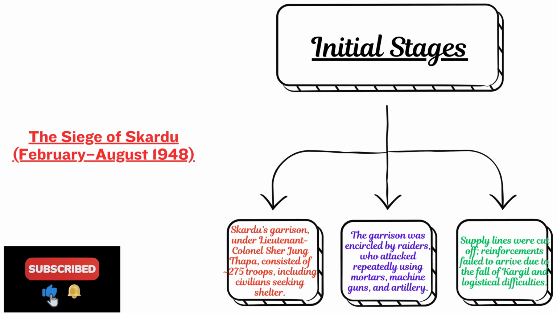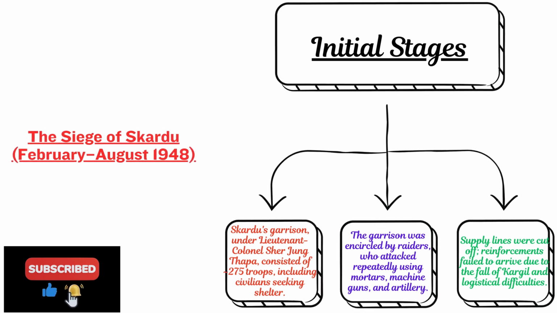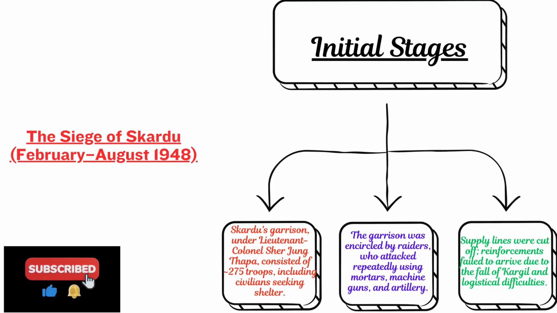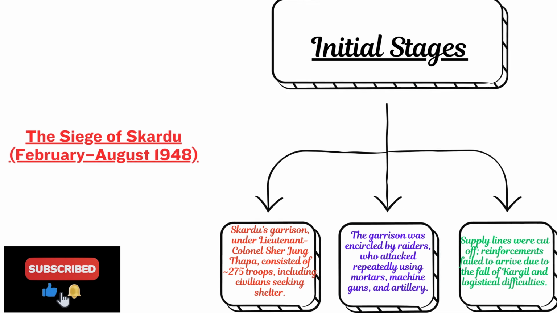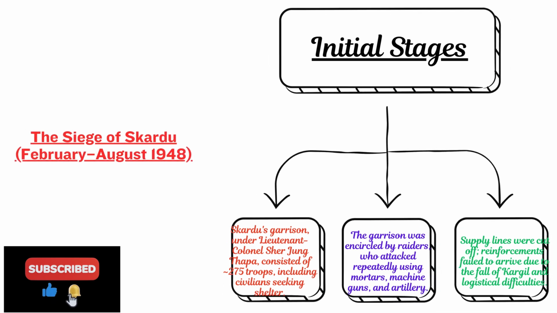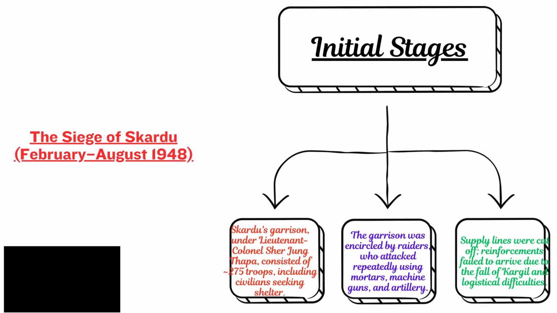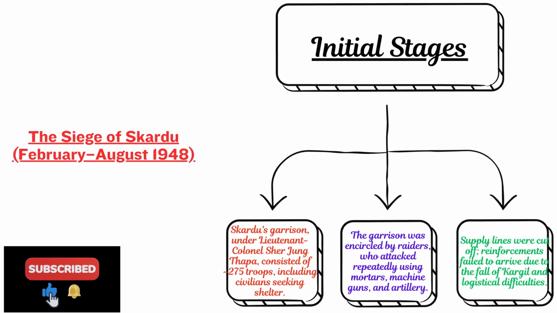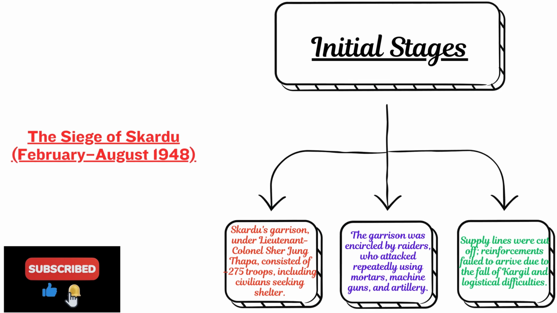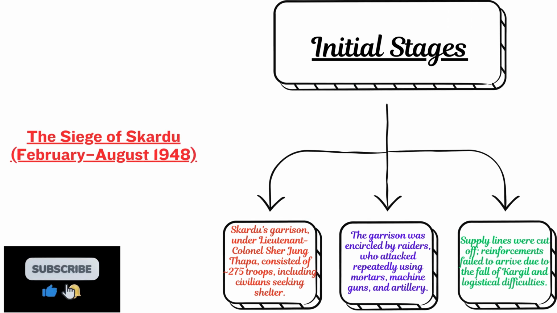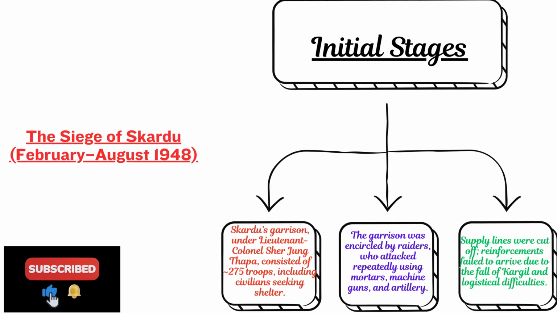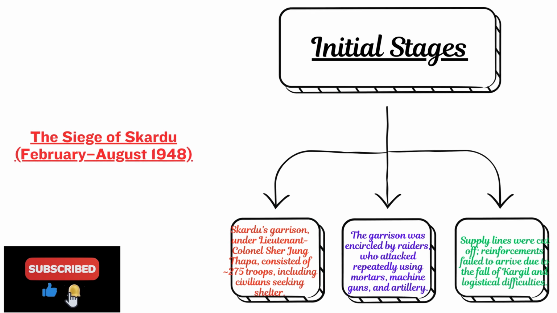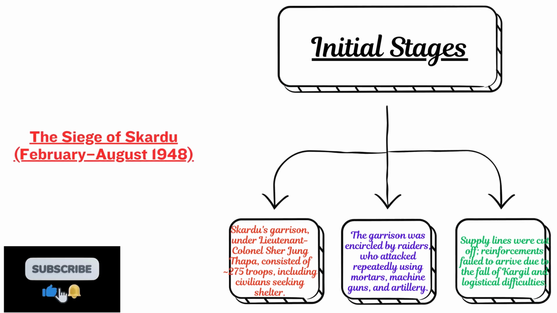The raiders launched repeated attacks using mortars, machine guns, and artillery, keeping constant pressure on the defenders. Supply lines were severed, leaving the garrison without vital resources like food, ammunition, and medical supplies. The fall of Kargil and the collapse of reinforcement efforts added to their isolation, leaving them to fight without external support. The initial stages of the siege of Skardu highlight the incredible resilience of the garrison as they faced overwhelming odds. Despite being cut off and repeatedly attacked, Lieutenant Colonel Thapa and his troops held their ground.